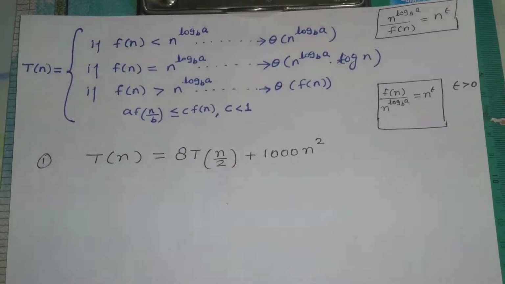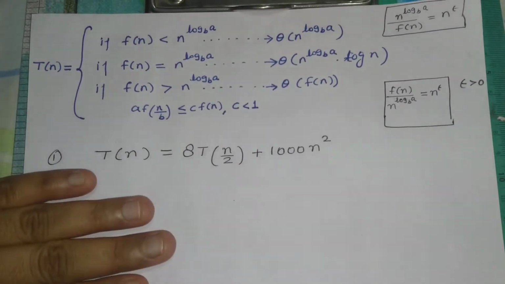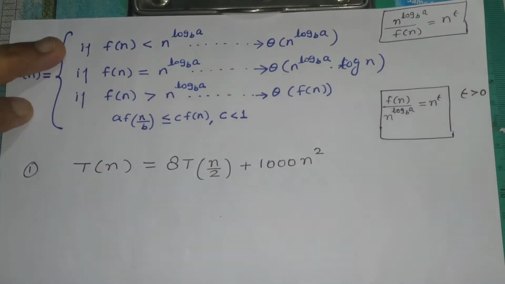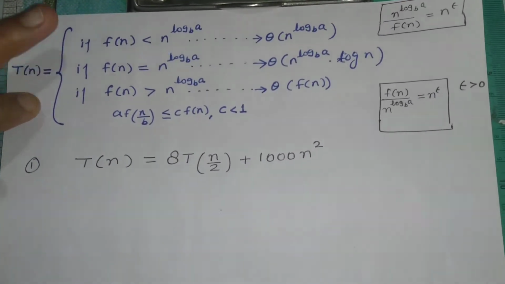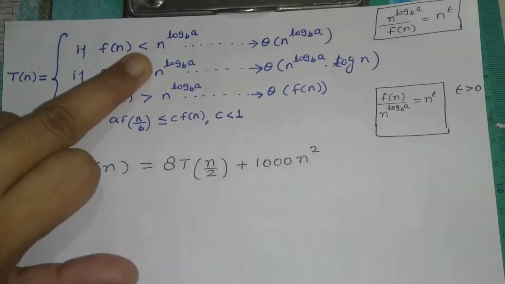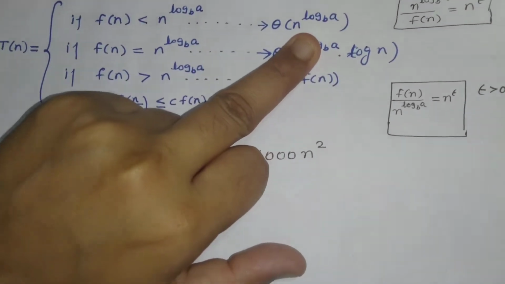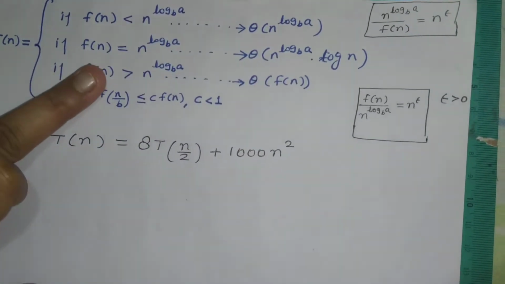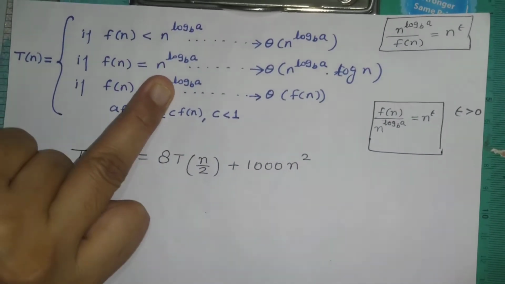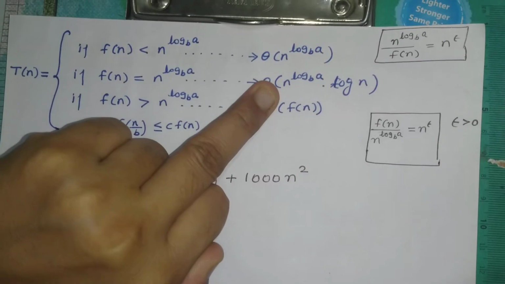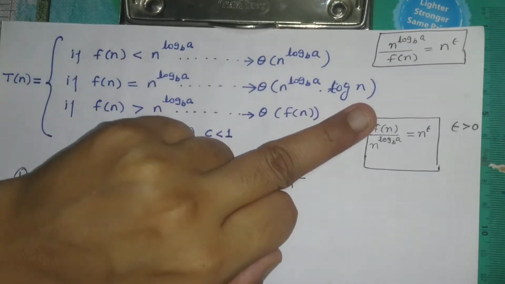Now let's do questions on master theorem. So before solving the questions, let's see a quick revision on the cases. The first case is when f(n) is less than n^(log base b a). In that case, the solution is theta of n^(log base b a). Second case, when f(n) is equal to n^(log base b a). In that case, the solution is theta of n^(log base b a) into log n.